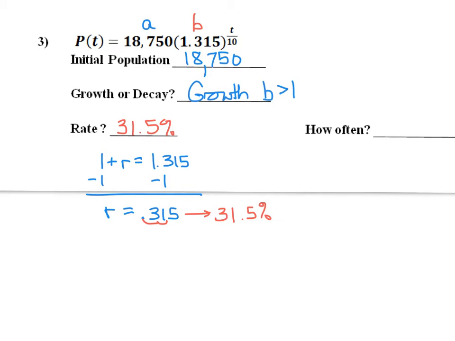Now, how often? Again, remember, go up to that exponent, and t divided by 10 tells me that I have that growth rate of 31.5% every 10 years. So it's important to note that our growth rate or our decay rate is not always given to us as a yearly value.